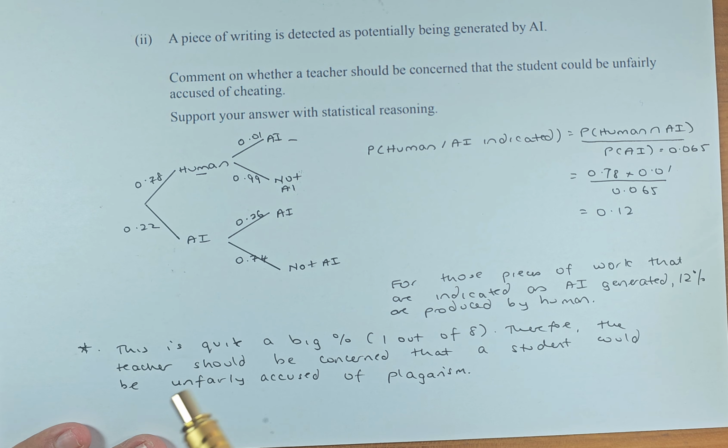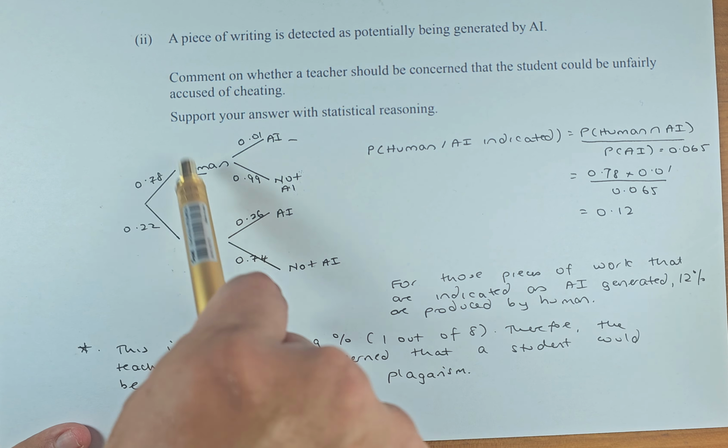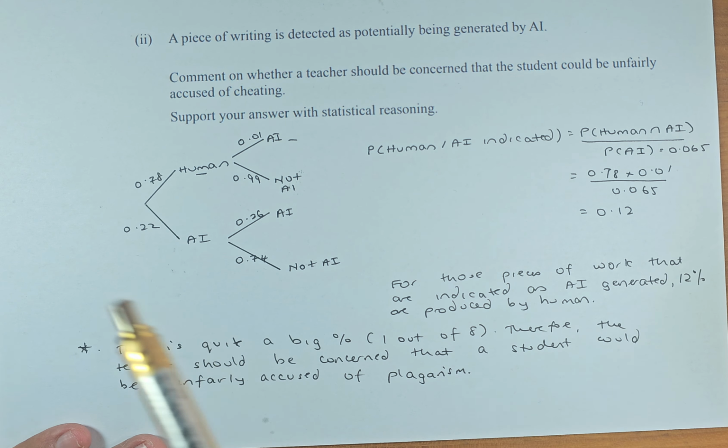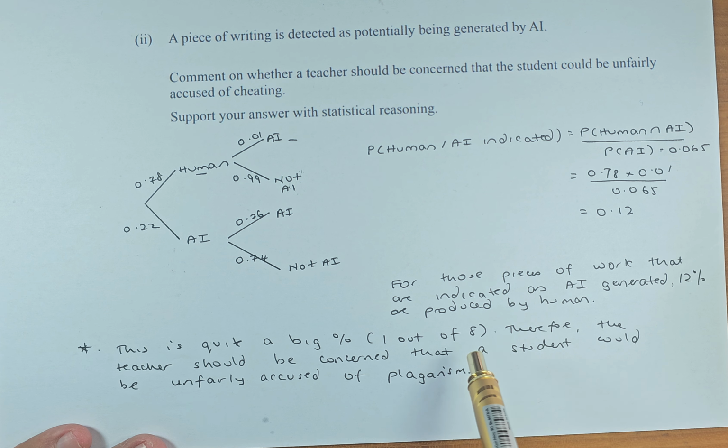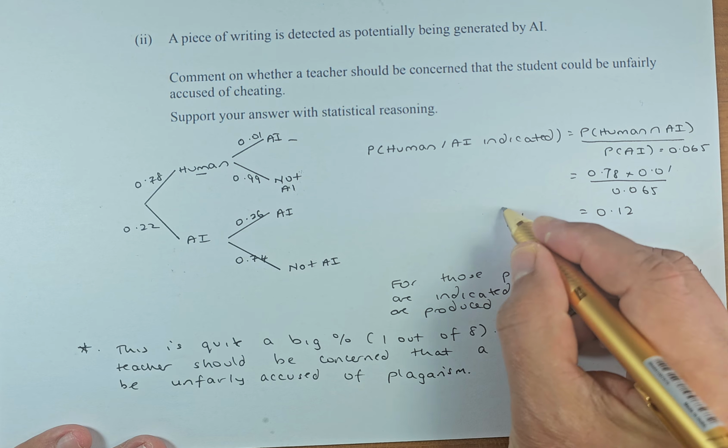Okay, so to answer the question, for pieces of work that are indicated as AI generated, 12% were produced by humans. So this is quite a big percentage. 1 out of 8 of the work is done by a human. Therefore, the teacher should be concerned that a student will be unfairly accused of plagiarism. So that is how you answer, and that is the merit in this question.